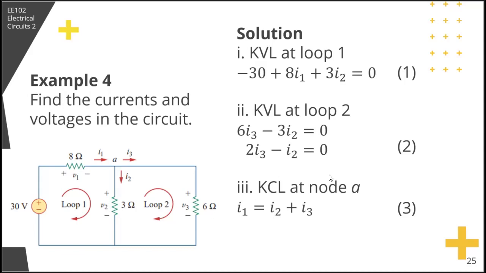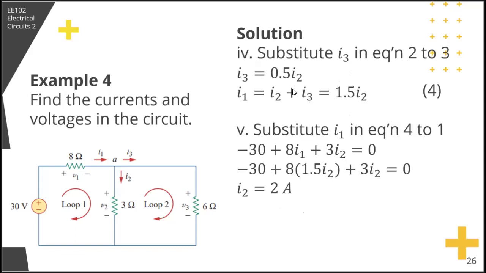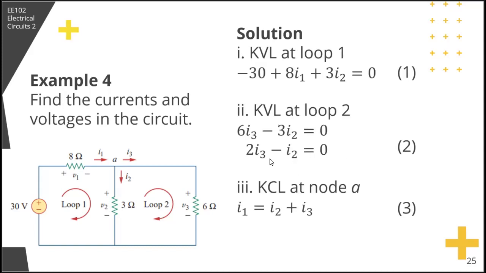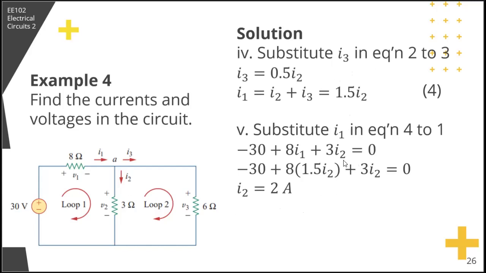Once we have I1, I2, I3, then we can solve for V1, V2, V3. Since we have a plan for solving, let's proceed. We substitute I3. From the second equation, I3 is equal to I2 over 2, so I3 is equal to 0.5 I2. Then we substitute into equation 3: I1 is equal to I2 plus I3, so I2 plus 0.5 I2, which gives 1.5 I2. Okay.